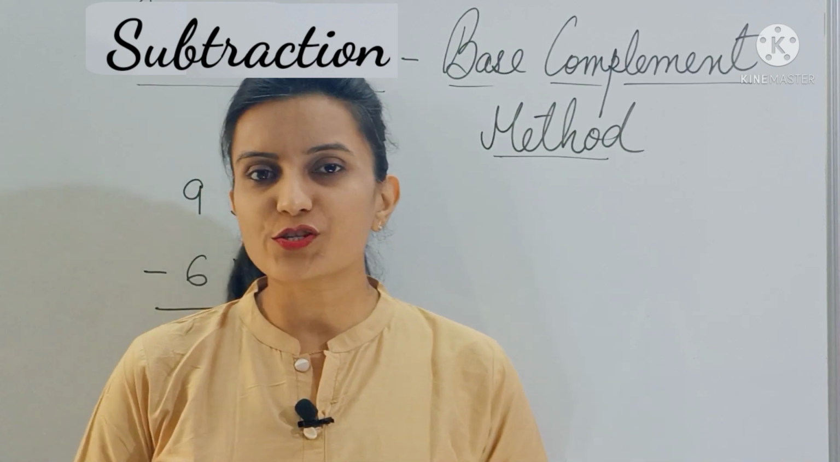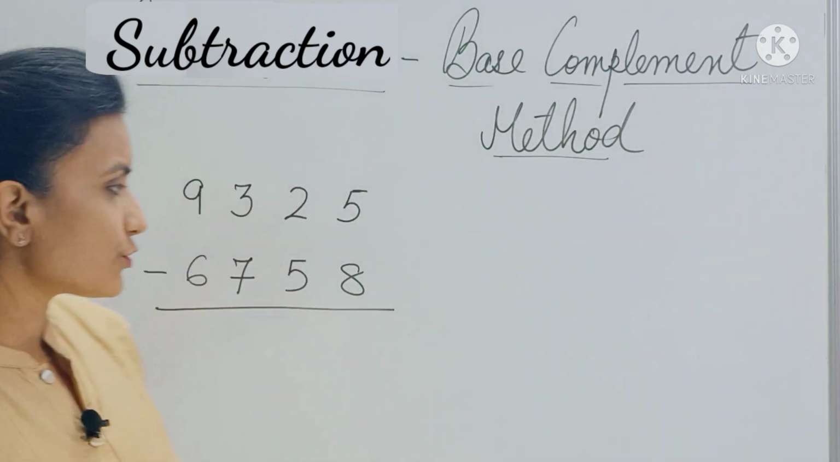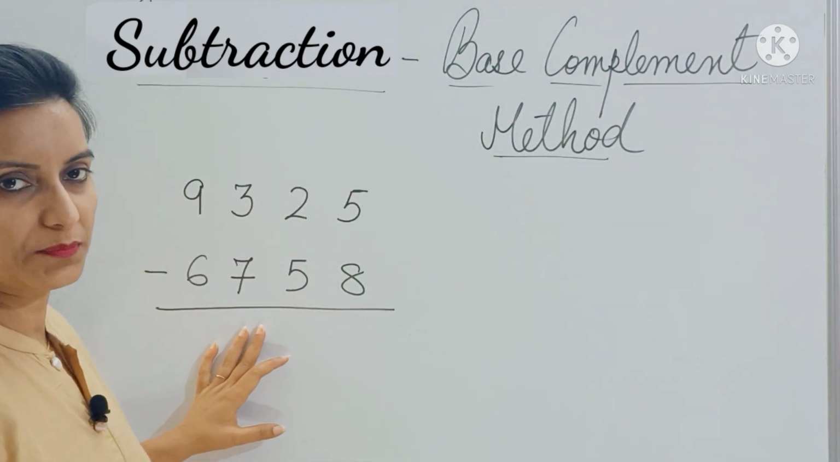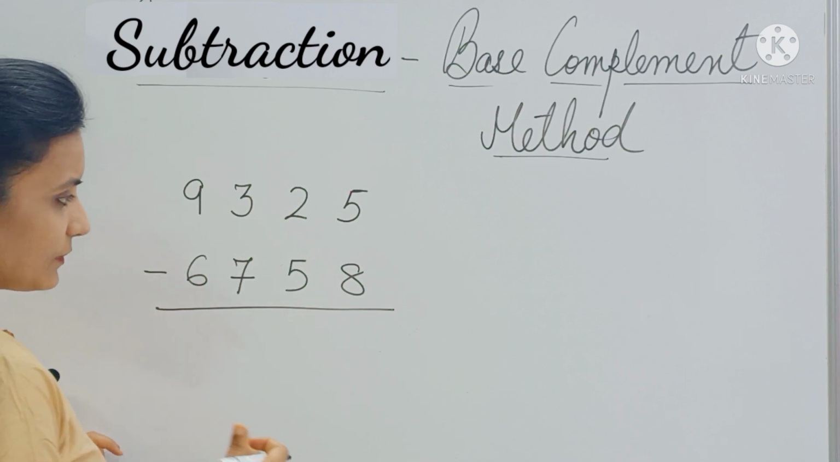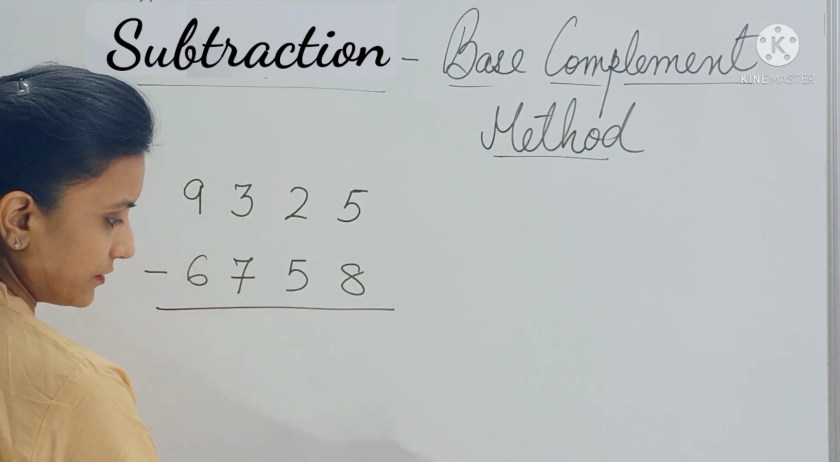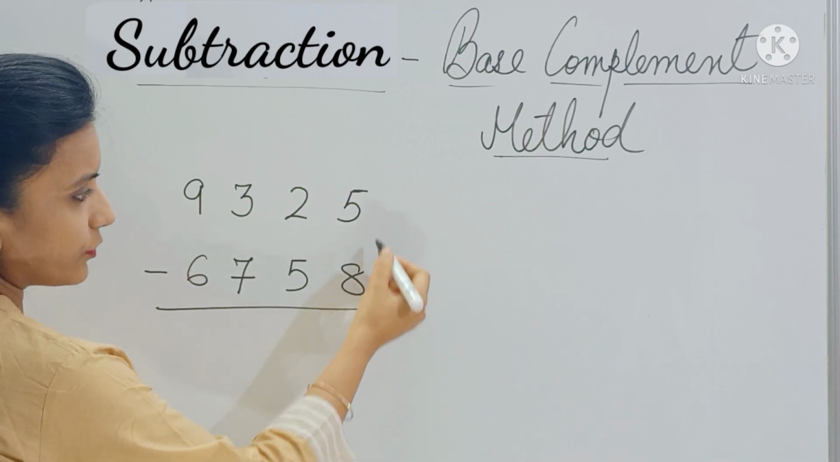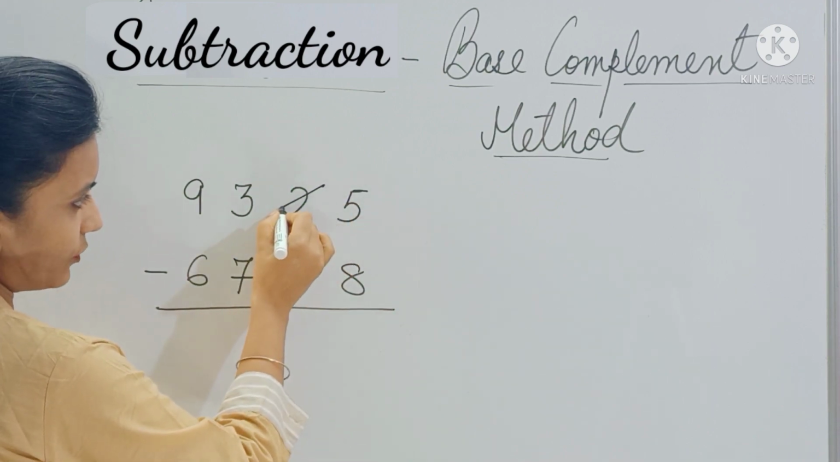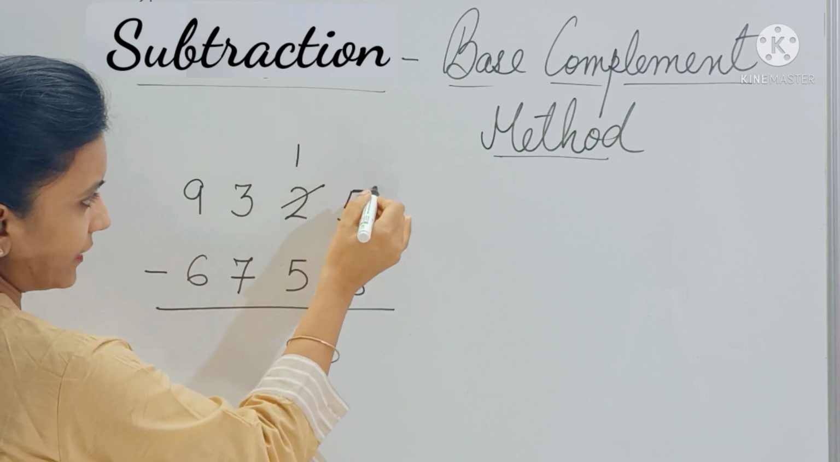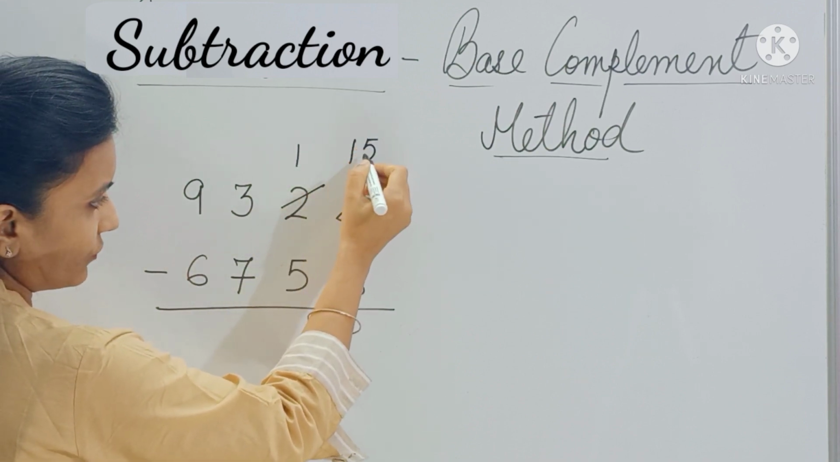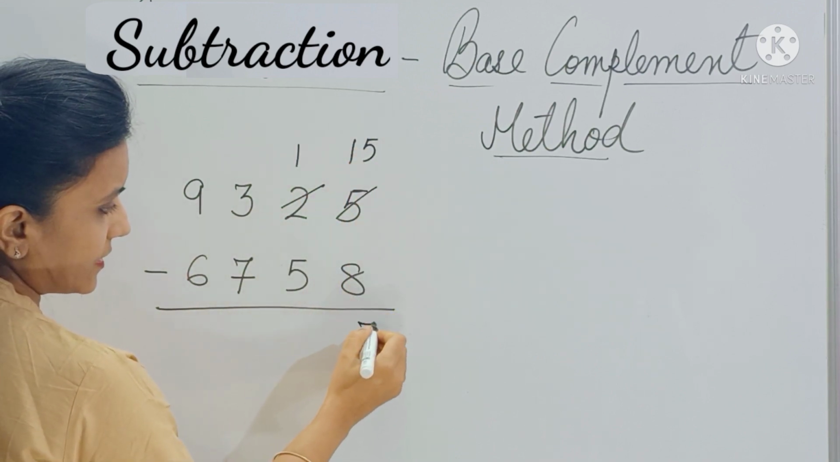Now before I teach you the base complement method, let's do this question using the normal method, right? In the normal method, we do subtraction from right to left. So here you can't subtract 8 from 5, so you will borrow 1 from here. So 1 will be left here and here you get 15. So 15 minus 8 is 7.